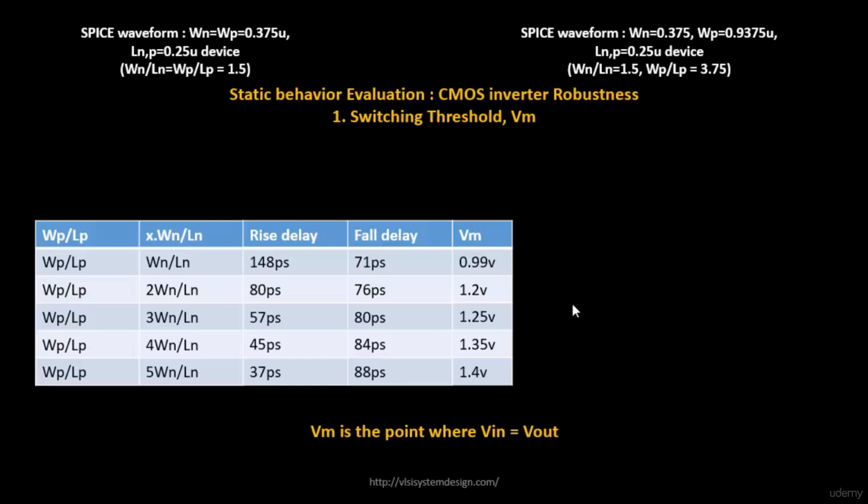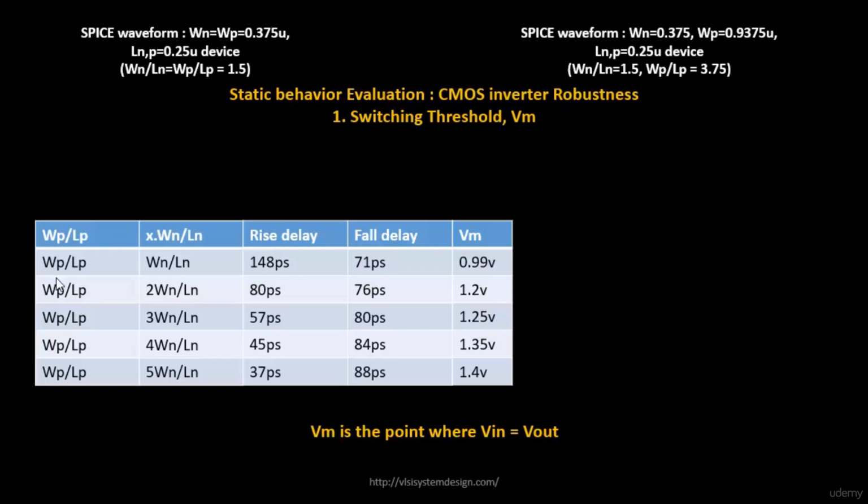A couple of things to observe over here. The first thing to observe: if you vary the PMOS size with respect to NMOS by a few numbers, let's say 2, 3 or 4, say between 2 and 3, the variation in the switching threshold is 1.2 to 1.2. It's barely anything. It's 50 millivolts.